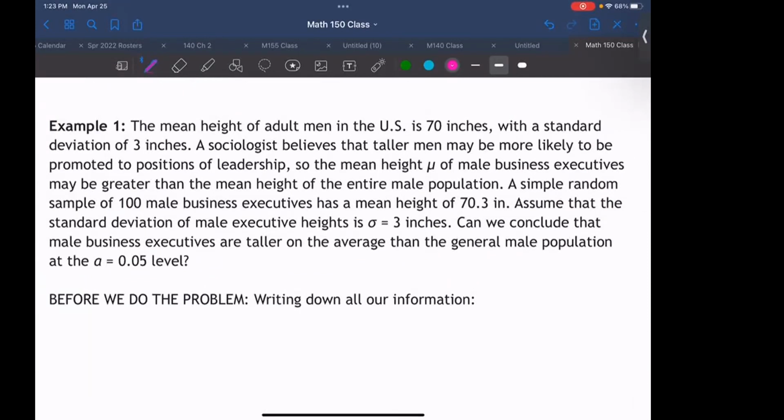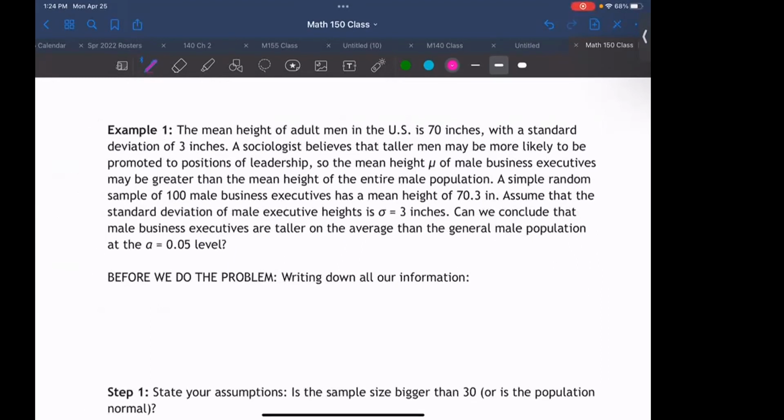Okay. Let's say that the mean height of adult men in the US is 70 inches, with a standard deviation of 3 inches. There's a sociologist who believes that taller men might be more likely to be promoted. So they think that the mean height of male business executives may be greater than the mean height of the entire male population. Then a simple random sample to test this of 100 male business executives have a mean of 70.3. We're still assuming that the standard deviation is 3. We want to see if the male business executives are taller on average than the general male population. Okay, that was a mouthful.